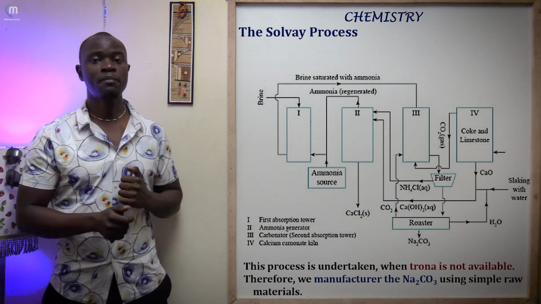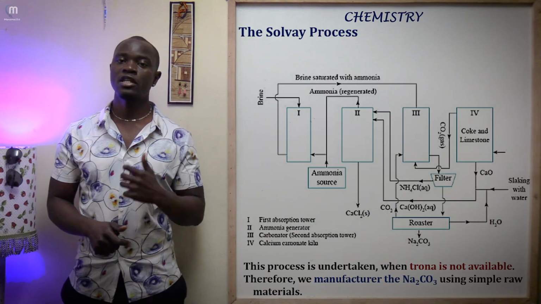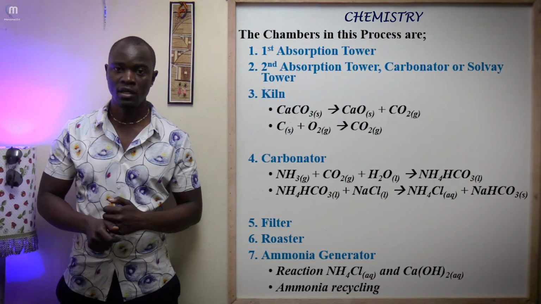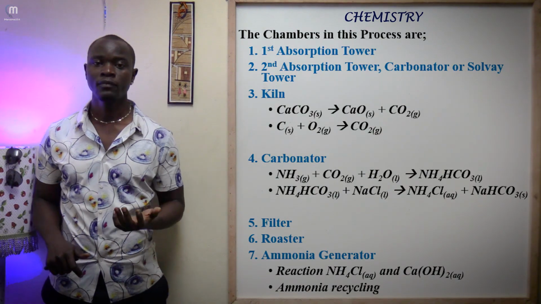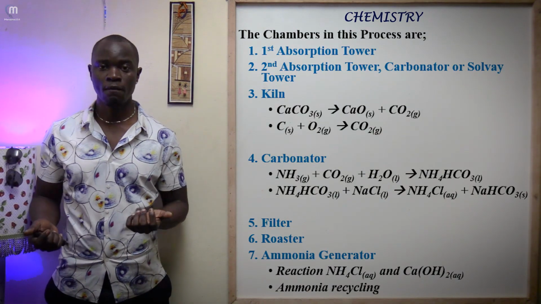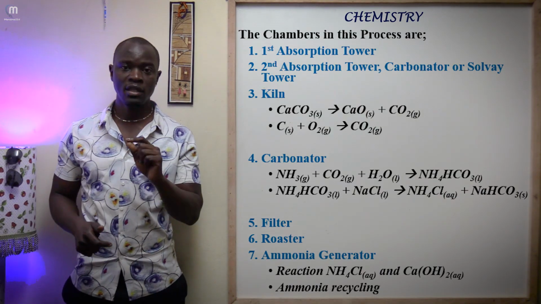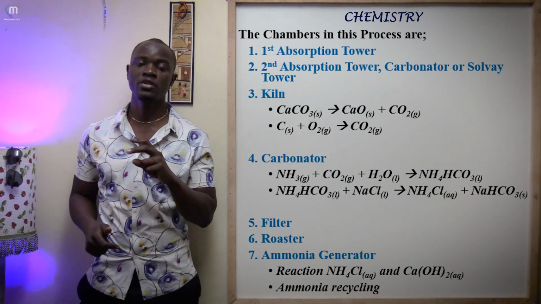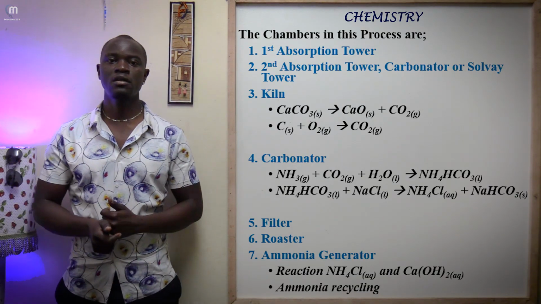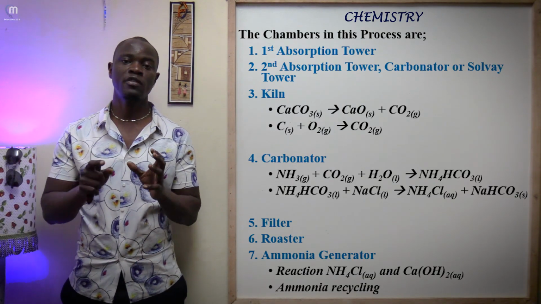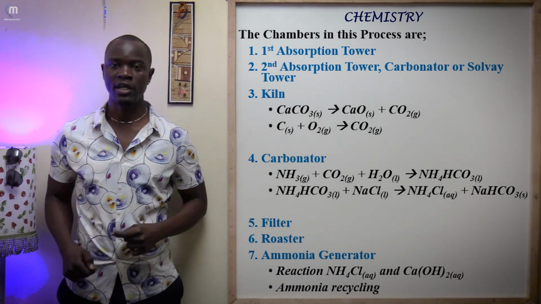Now, as you can see, this write-up summarizes the whole Solvay process. The chambers: we have the first absorption tower, as we said. The second chamber is the second absorption tower, also called the Solvay tower, or the carbonator. In this carbonator, we'll see that 2 main reactions take place. Apart from that, we have the kiln, whose function is to produce the carbon dioxide which will be used in the carbonator.